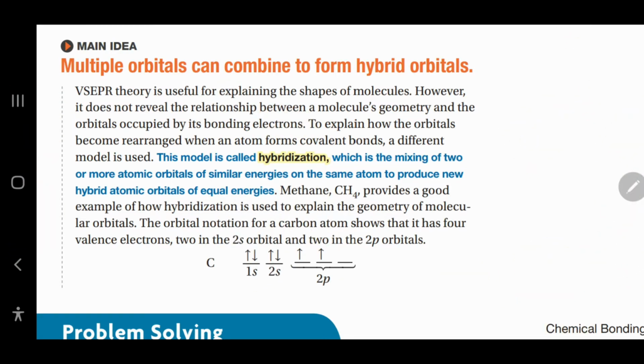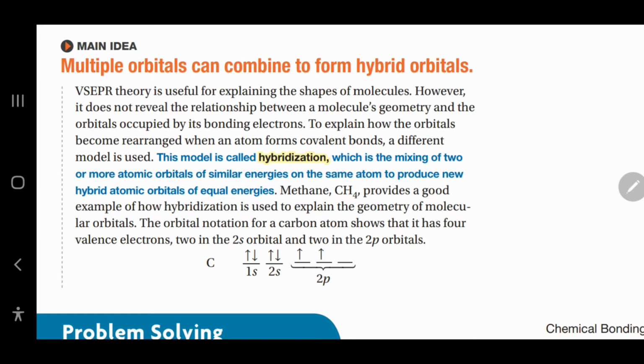Hybridization. As you can see, multiple orbitals can combine to form hybrid orbitals. As we talked before, VSEPR theory is useful for explaining the shapes of molecules, but it doesn't reveal the relationship between molecular geometry and the orbitals occupied by its bonding electrons.